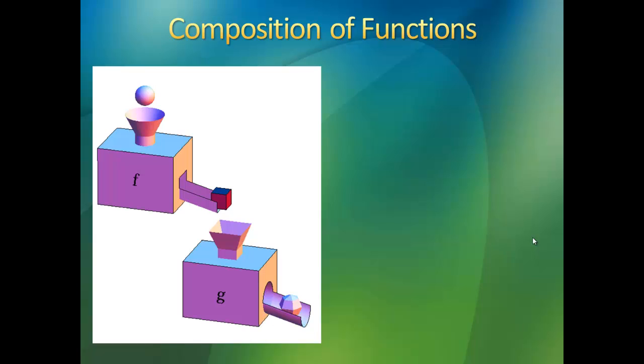So, suppose I have two functions. Let's say that f takes in elements in x and spits out elements in y, and then g takes in elements in y and spits out elements in z. Well, we could then plug an element of x into f, take the result and plug that into g, the result of which would be an element of z. In other words, we've managed to create one big machine that's basically a function from x to z.